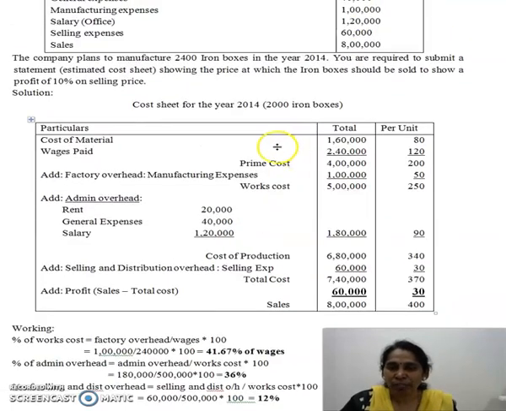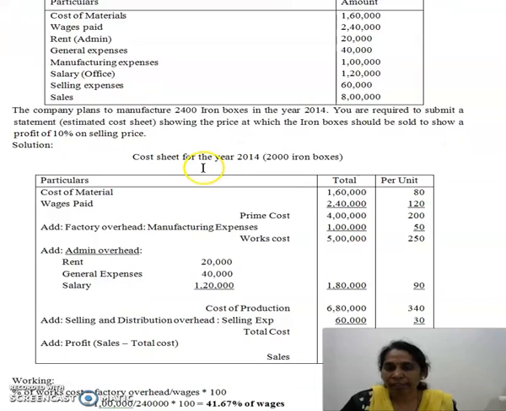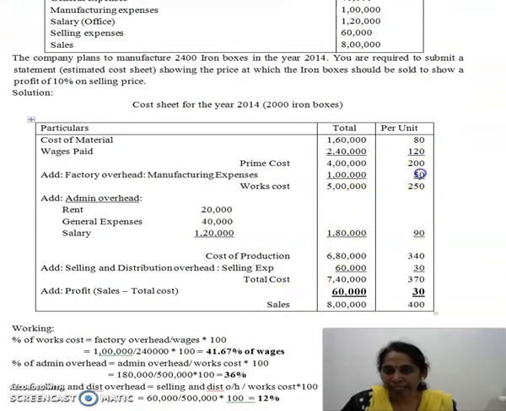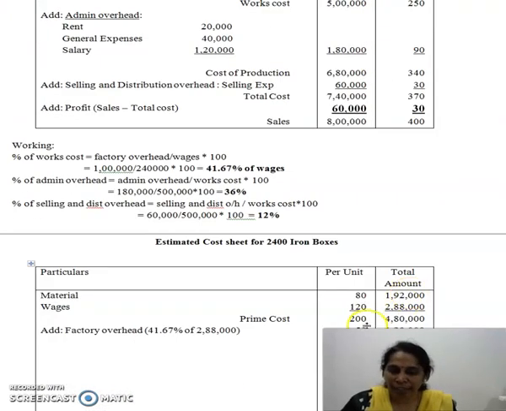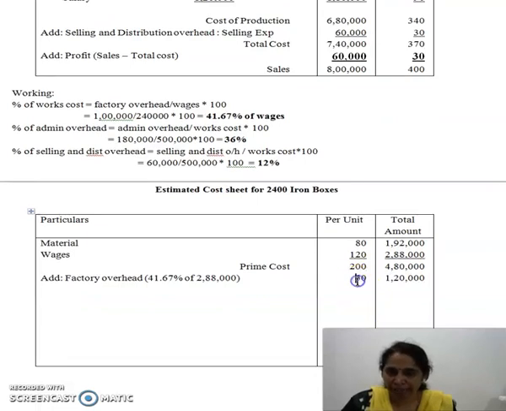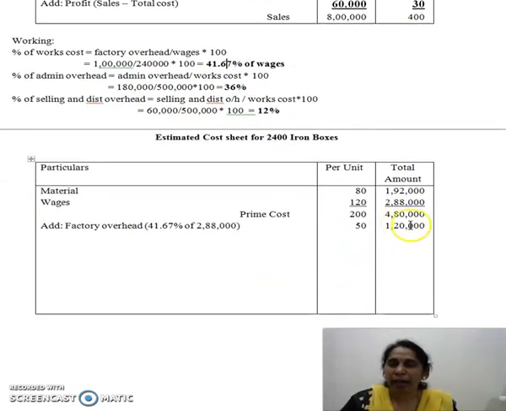If no information is given, then you can take the per unit as base. The same per unit you can take here and multiply to get the total amount. Or you can take the percentage, that is percentage of wages. As usual, you can calculate the percentage, and based on this percentage you can calculate the amount also. So it's your wish. If the information is not given, either you can follow the per unit or you can follow the percentage.